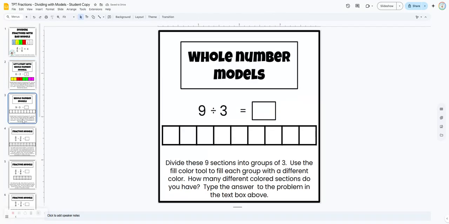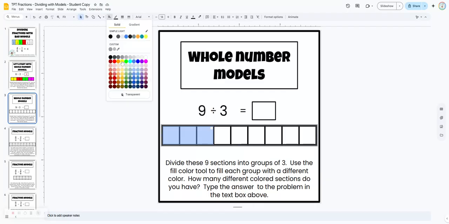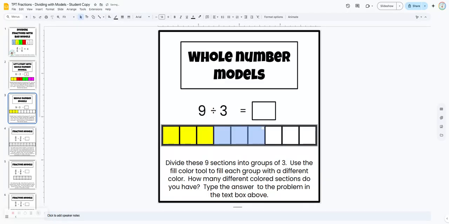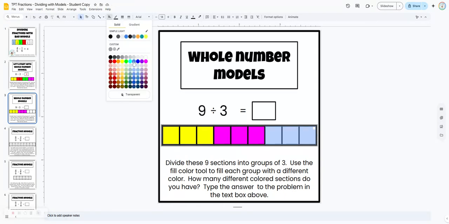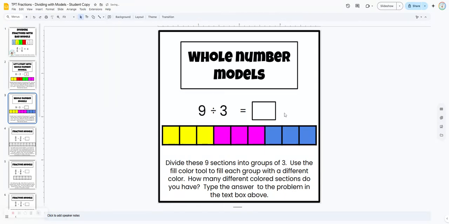They're going to do the same thing on the next slide. They've got 9, they can count them, 9 equal groups. They're going to be dividing them into groups of 3. So click and hold, they're going to scroll across until they have 3 highlighted. Choose a color, another 3, and another 3. And so we want to count the number of groups. We have 3 groups, so our answer is 3.